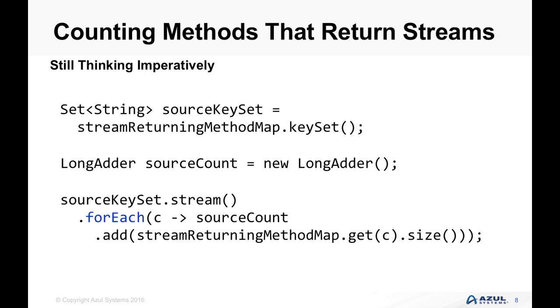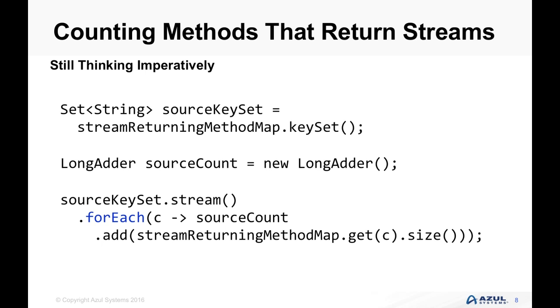Here's the kind of code I came up with, well, my first attempt at the code. I've got a HashMap which contains keys, which are the classes in the Java standard APIs, and the values associated with those are a list of the methods that return streams. So if I want to count up how many methods there are, I take my key set and then iterate over that. I thought, right, I'm going to do that with a stream.